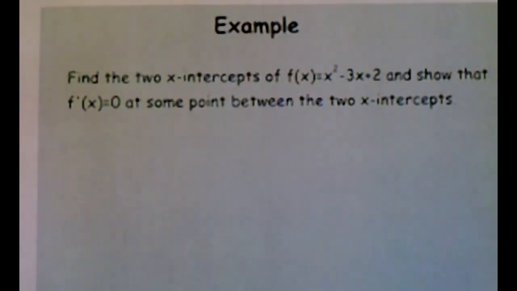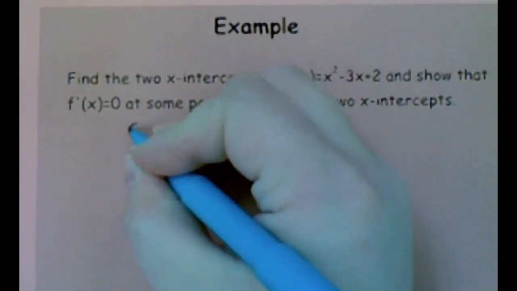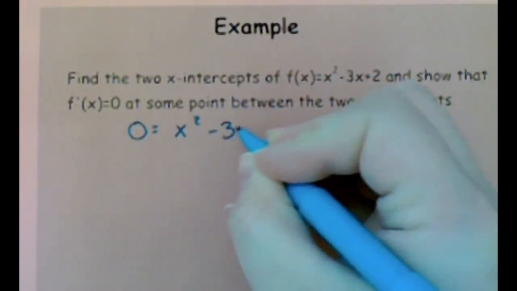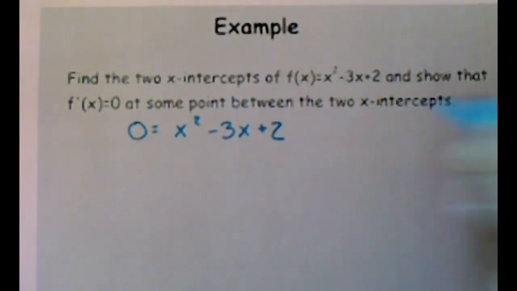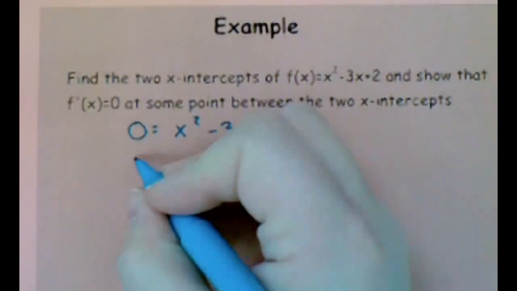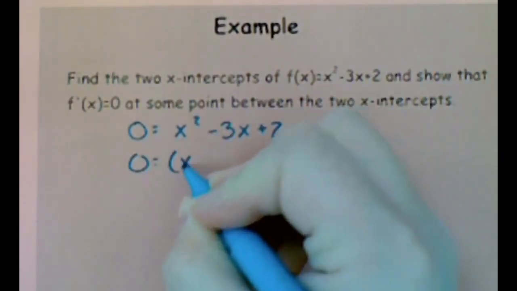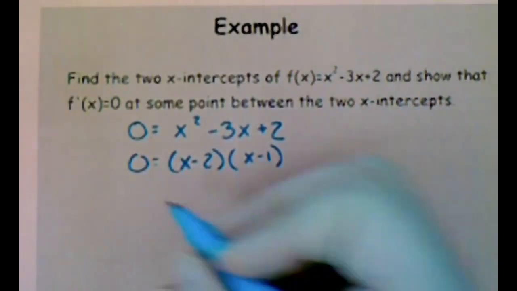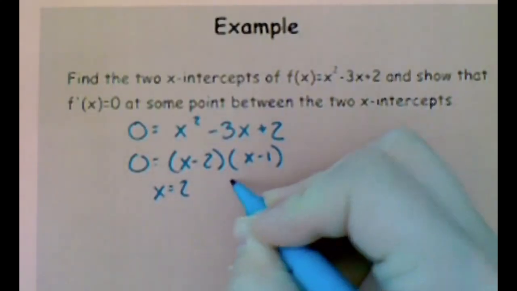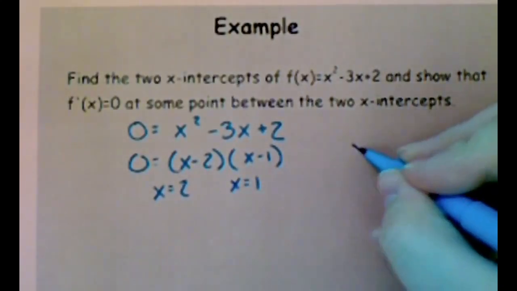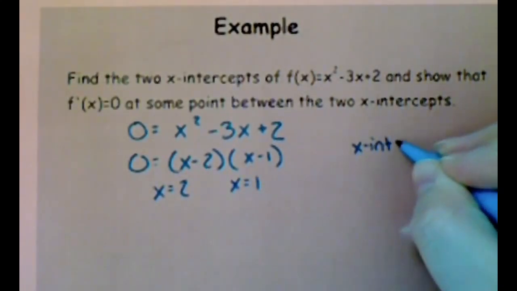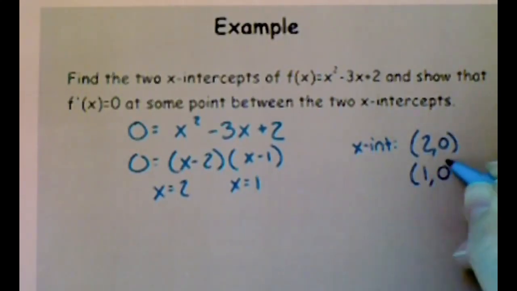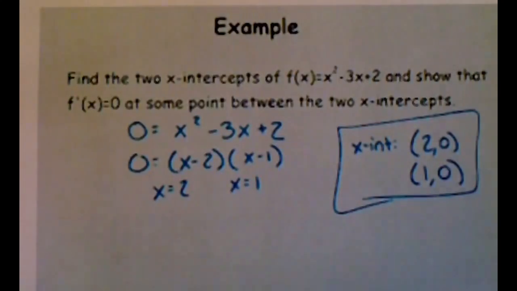To find the x-intercepts, we set our function equal to 0. And then we solve it. We can solve this one by factoring. X minus 2 times x minus 1. And then we get x equals 2 and x equals 1. So my two x-intercepts are (2, 0) and (1, 0). There's the first part of the problem.